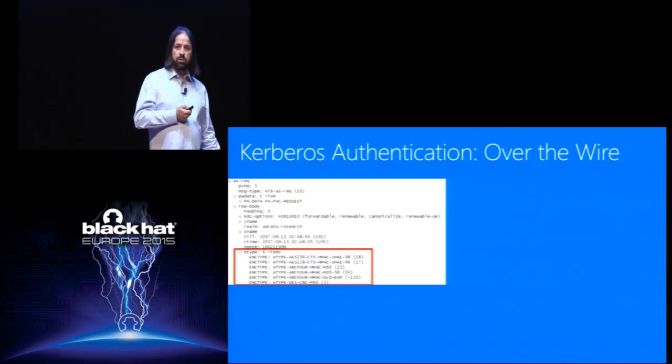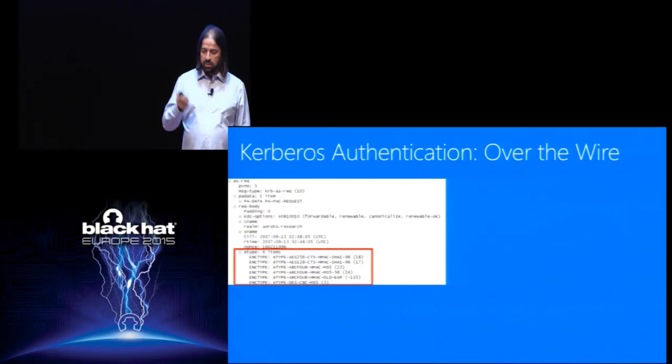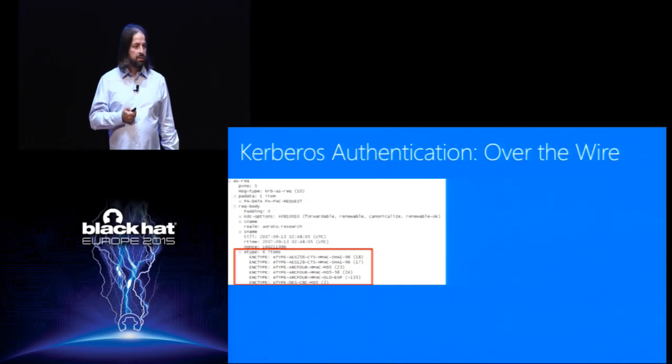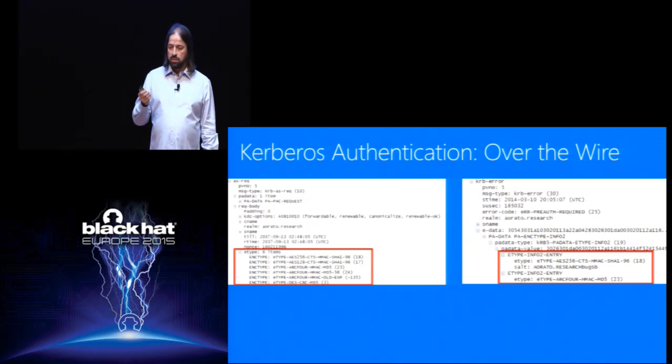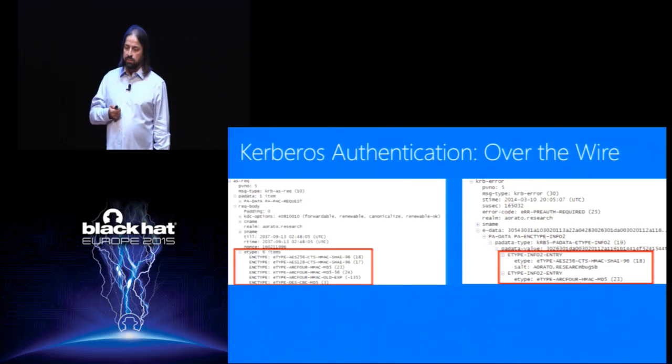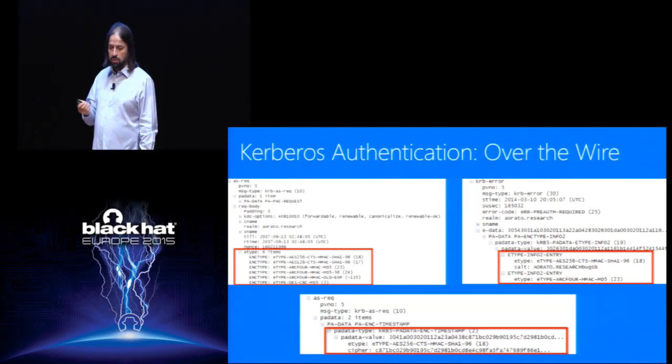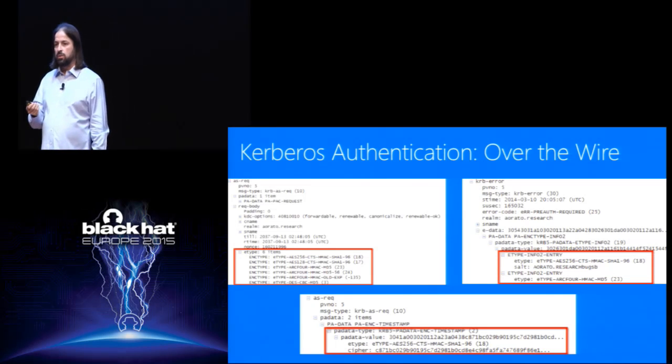Now, this is how it looks over the wire from the Wireshark perspective. The client sends all the encryption types it supports. The domain controller answers with what it can do, AES and RC4, and the client responds with a timestamp encrypted with AES.